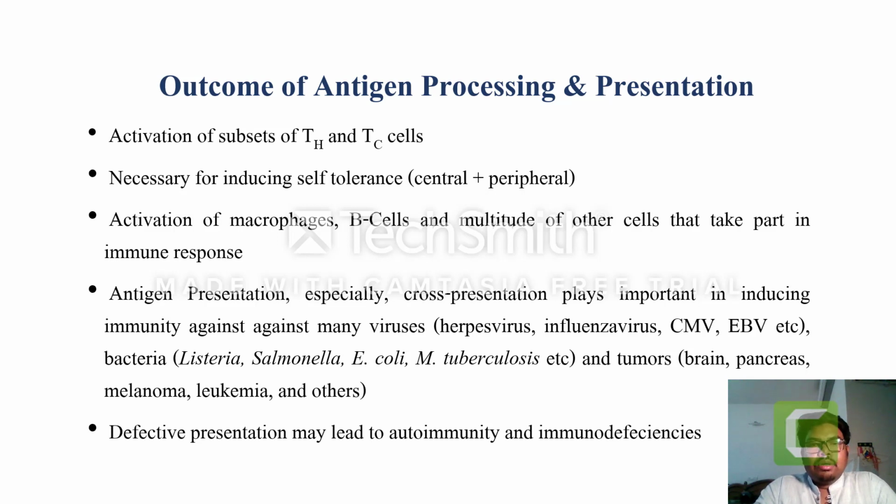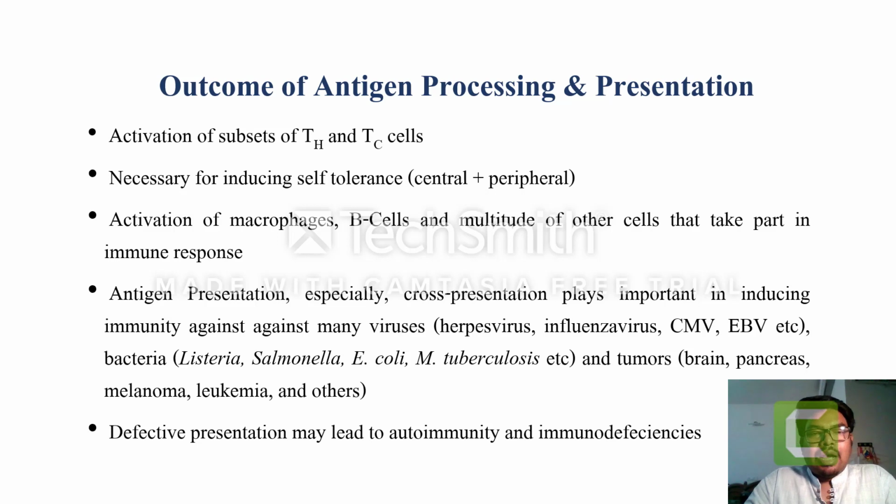Finally, what is the outcome of antigen processing and presentation? Right? The ultimate outcome of antigen processing and presentation is activation of subsets of T helper and TC cells, as well as other cells which have important role in mediating immune response, right? Activation of T helper cells leads to secretion of cytokines, which in turn leads to activation of several other cells to enhance the immune response. These cells, which are activated by the cytokines released by T helper cells, include the TC cells, the B cells, the macrophages, etc. The multitude of these cells, after getting activated, fortify the immune response and thus help the body to clear away any pathogenic invasion or their ill effect.